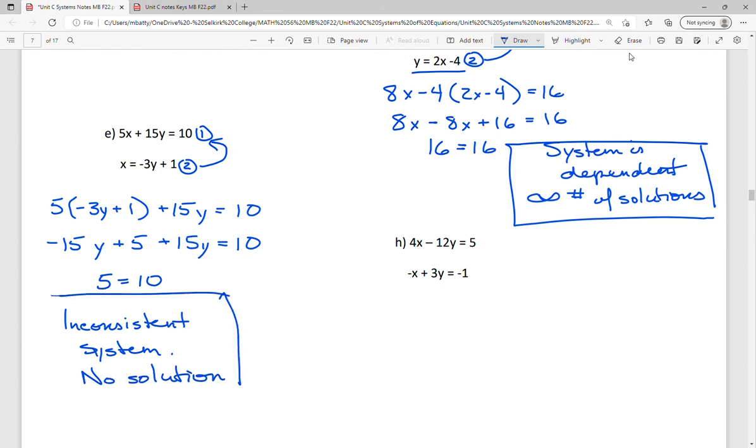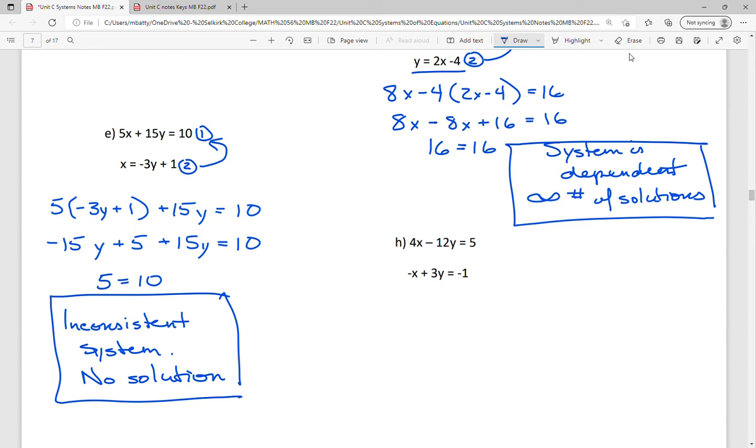We can't see it from the equations, but if we were to put these on the graph, they're actually going to run parallel to each other. They actually share the same slope. And that's why they would never intersect. There'd never be a value of x and y that makes both of them happy at the same time.